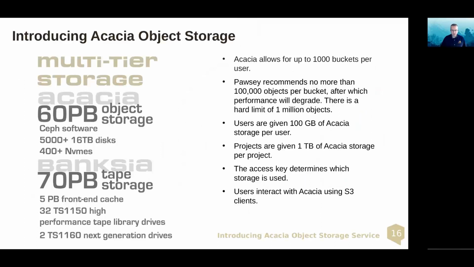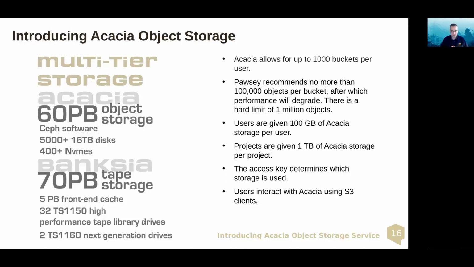So we may have covered some limits before, but Acacia allows for up to 1,000 buckets per storage access. And there are two kinds of storage access. There is user storage, which is 100 gigabytes. Every user with access to Acacia has their own allocation just for them of 100 gigabytes. Every project that is given access to Acacia has a terabyte of Acacia storage per project, but you can always ask for more storage if you need it.